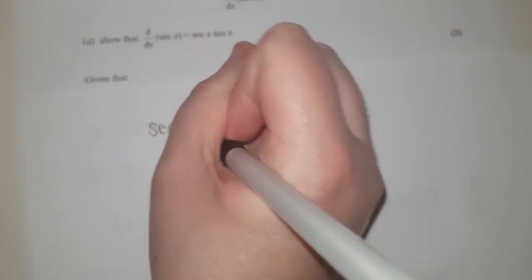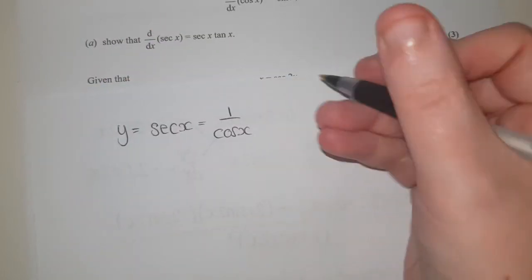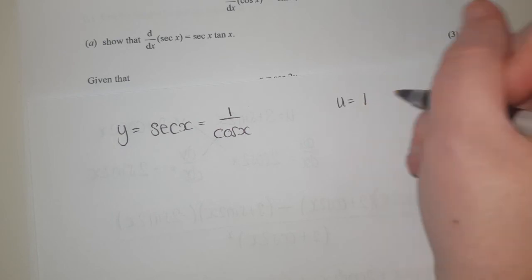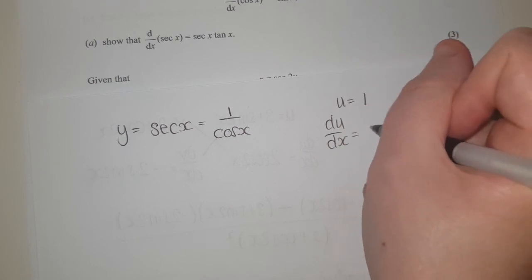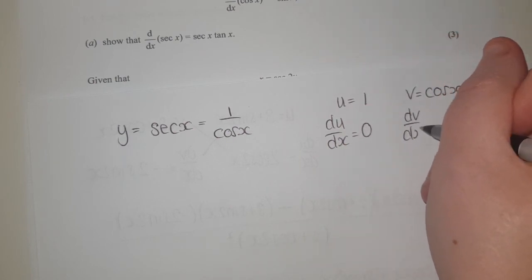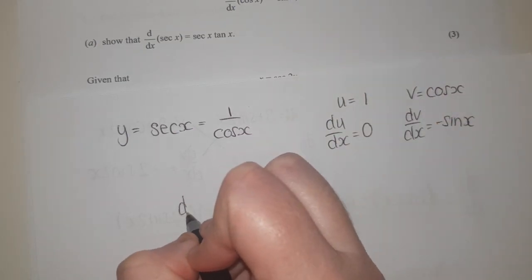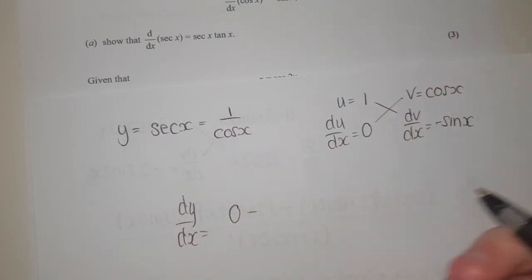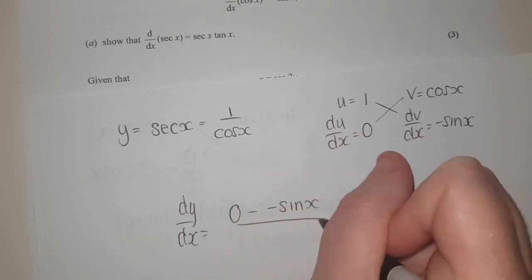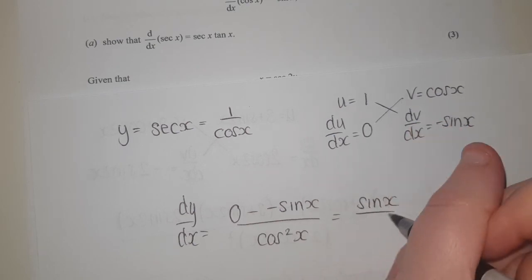Okay, so first thing we need to know is that sec x is the same as 1 over cos x. So if we're going to differentiate 1 over cos x, we're going to use the quotient rule. U is 1, v is cos. So I get du dx is 0. That means that dv by dx, it already told us in the question, is minus sine x. And then we're just going to apply the quotient rule. So dy by dx is v du dx, so that's 0, minus u dv dx over v squared. So I end up with sine x over cos squared x.